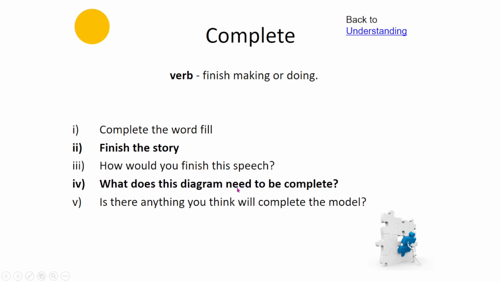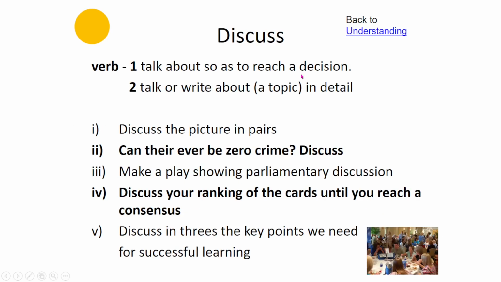Discuss: talk about so as to reach a decision. Talk or write about in detail. Discuss the picture in pairs. Can there ever be zero crime? Discuss. Make a play showing a parliamentary discussion. Discuss your ranking of the cards until you reach a consensus. Discuss in threes the key points we need for successful learning.